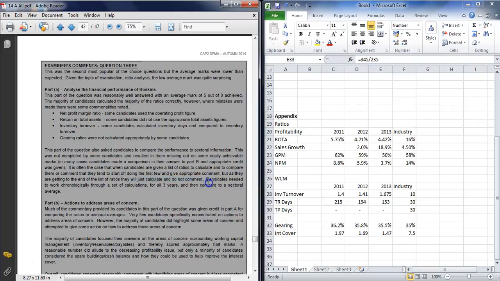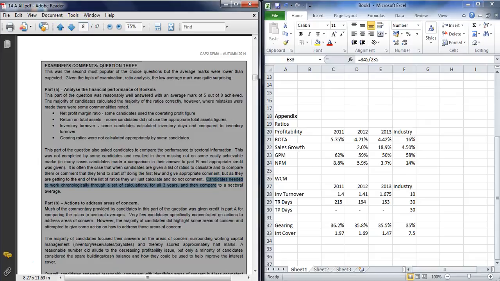So the examiner said candidates need to work chronologically through the calculations for all 3 years and compare also. So you have to be very rigid. Don't just wean off towards the end because you're focused on the next part of the question. Make sure you hit every requirement in the question deliberately.